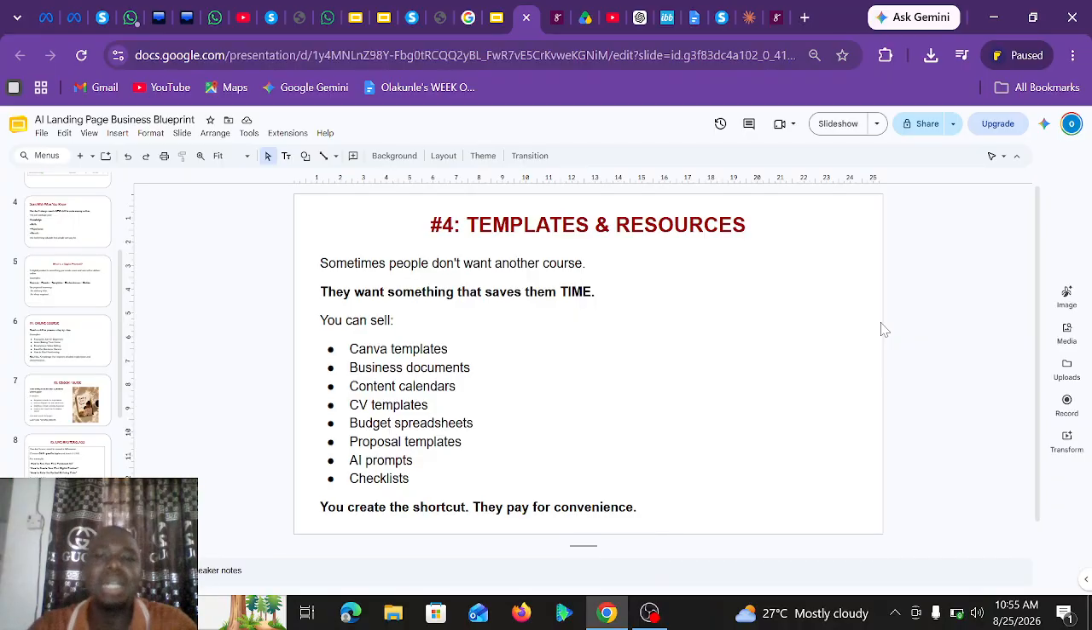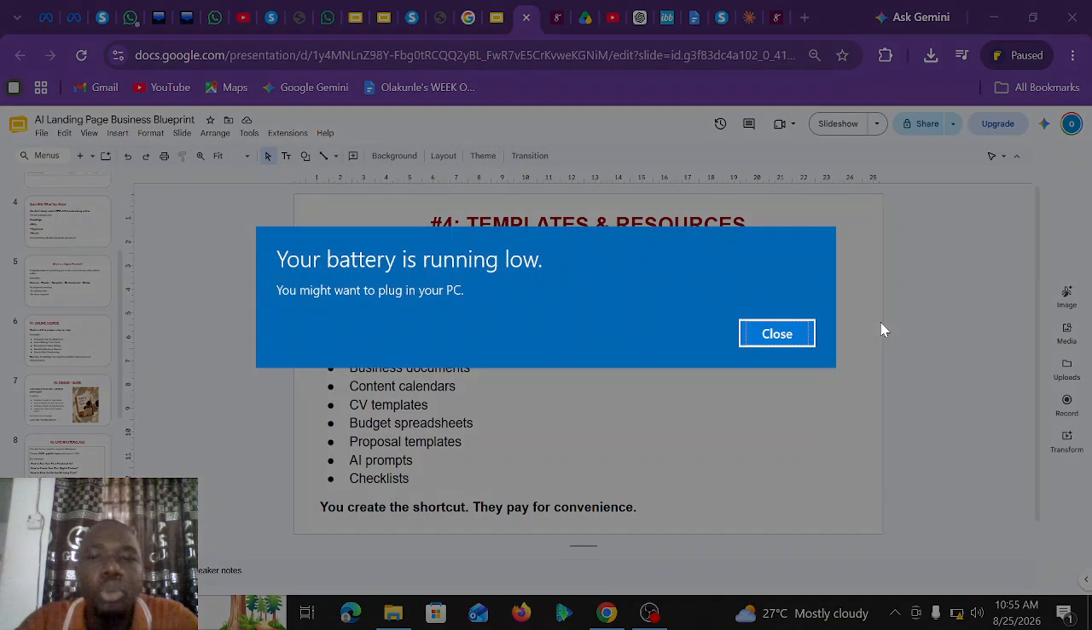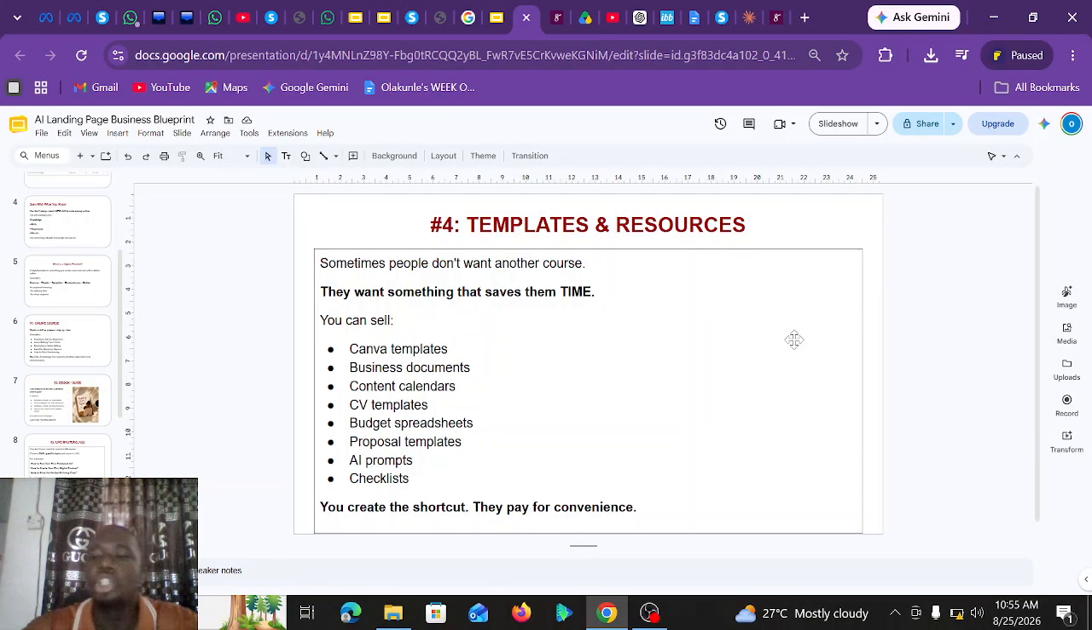So number four is templates and resources. Sometimes people don't want another course. They want something that saves them time. So you can sell Canva templates, business document templates, content calendars, CV templates, budget spreadsheets, proposal templates, AI prompts, checklists. These are things that you can create. You create the shortcut, they pay for the convenience.